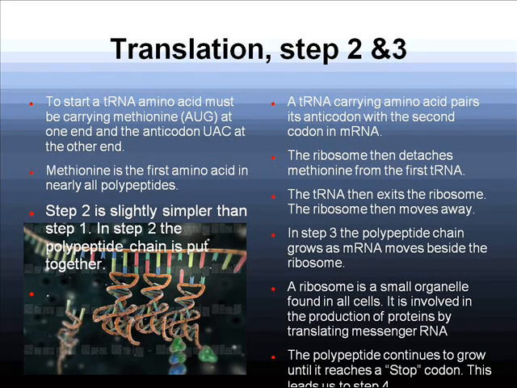To start, a tRNA must be carrying the amino acid methionine. Step 2 begins when the polypeptide chain is put together. In step 3, the polypeptide chain grows as mRNA moves beside the ribosome. The polypeptide continues to grow until it reaches a stop codon.